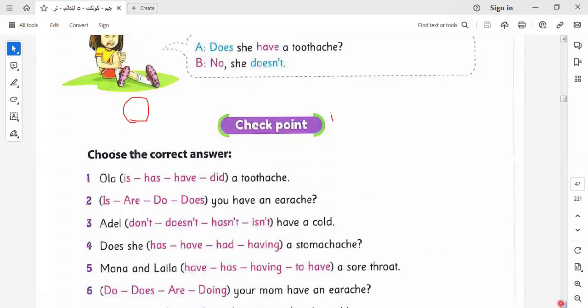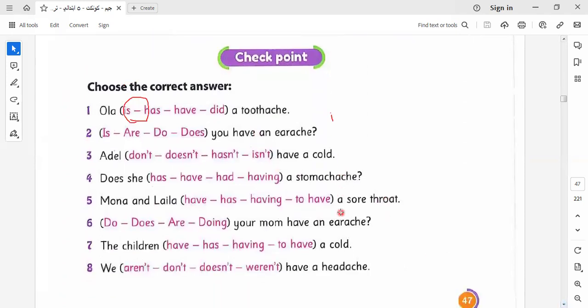Let's do this exercise together, practicing this part. We have 8 items here. I will answer 4, and I will leave the rest for you to do by yourself as homework. "Ola is, has, or have a toothache." It will be "Ola has".